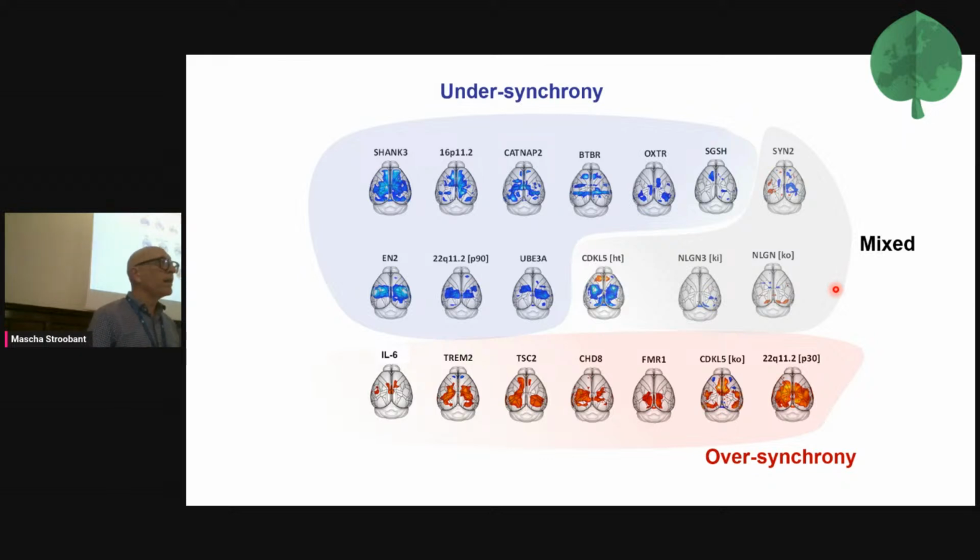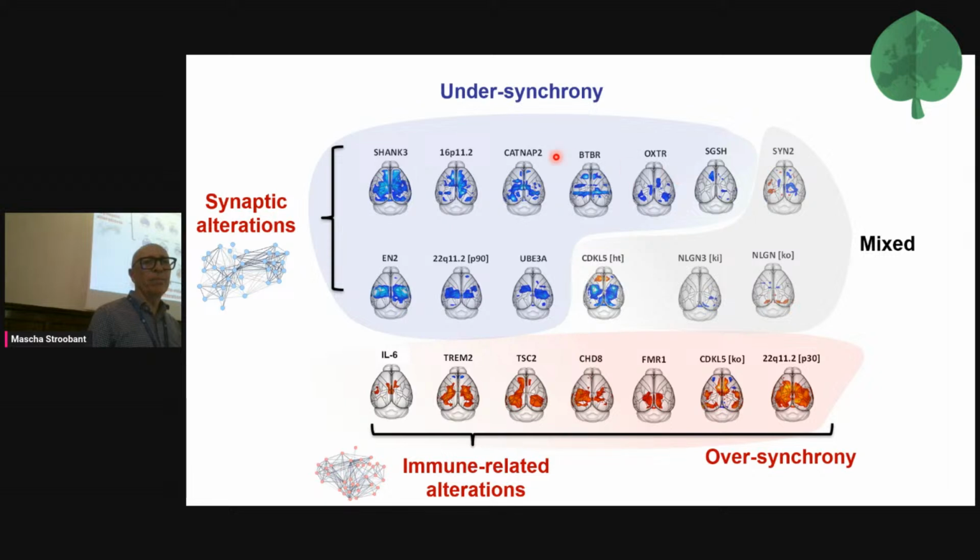But there's more. Now that we know these mechanisms, we can also tell that these blue ones, so under synchrony, are strongly associated with alterations in our synapses, with our neurons, and over synchrony is associated mostly with immune-related alterations. And so this is a very important result.